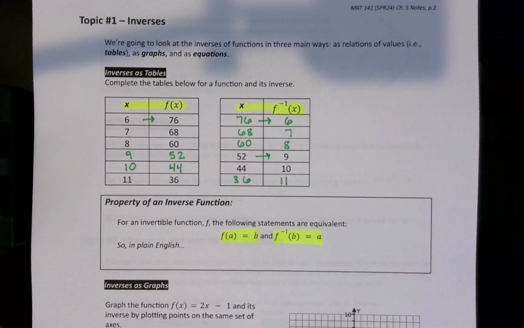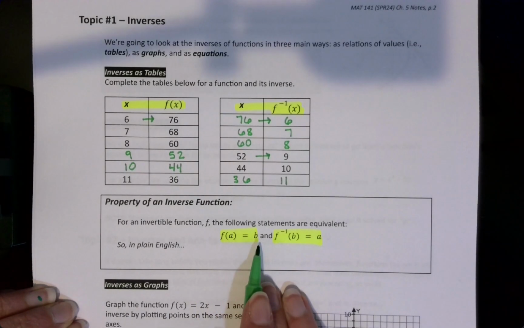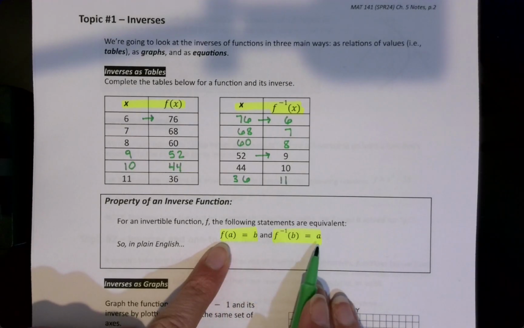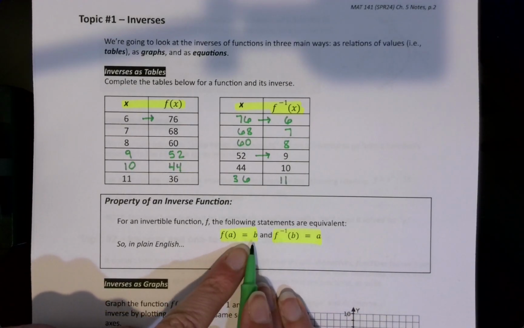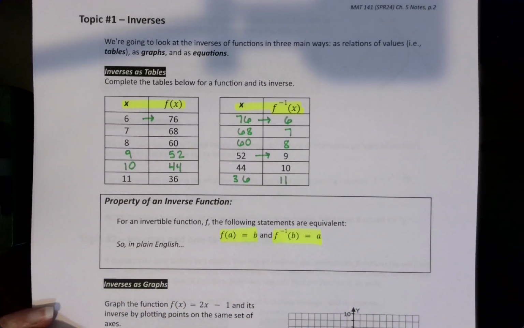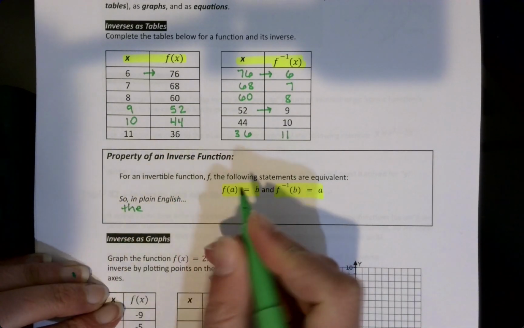All right. So in plain English, the input of a function and the output of the function are reversed in the inverse, right? The input of the function is the output of the inverse, and vice versa. The output of the function is the input of the inverse function. All right, so in plain English, we can say something to that effect.